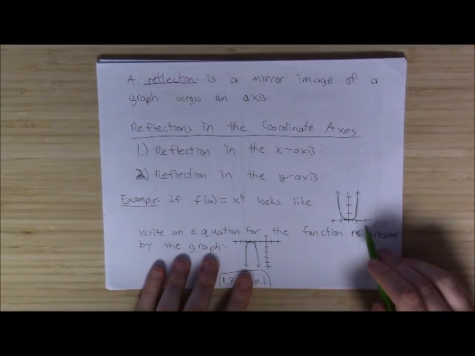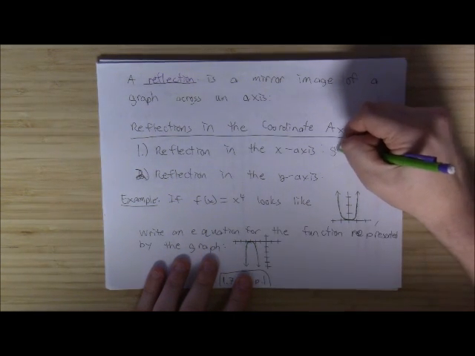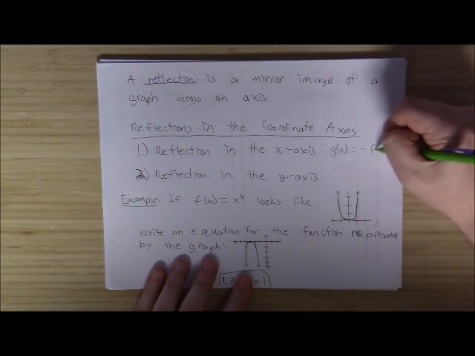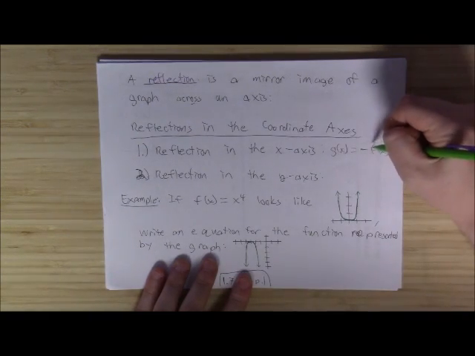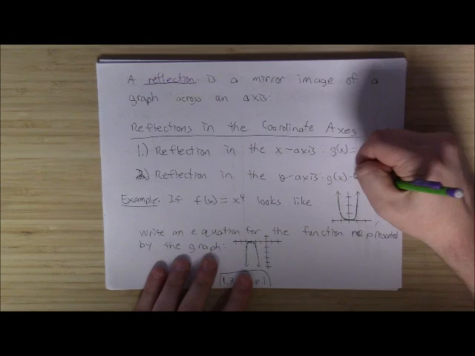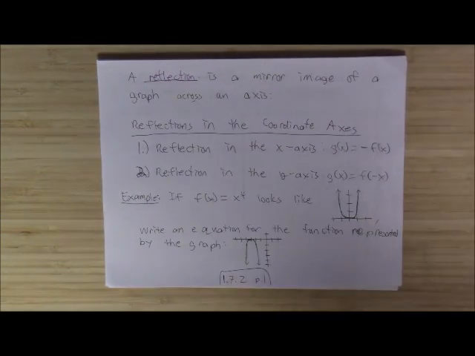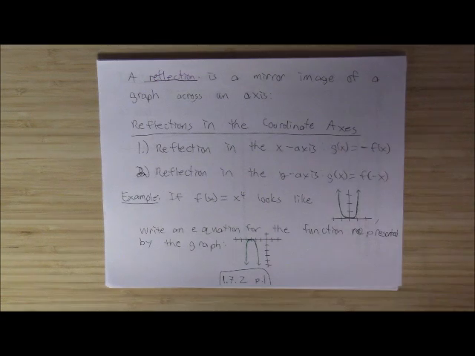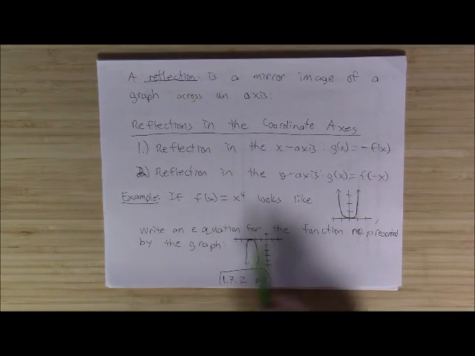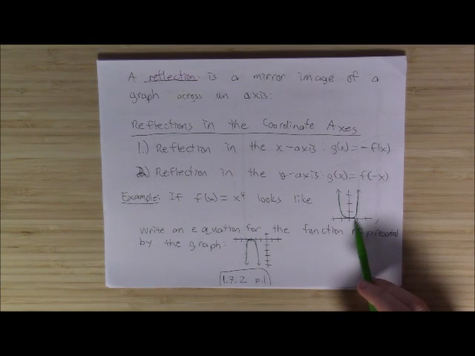To reflect across the x-axis, we throw a negative on the outside. So that would be some g of x equals negative f of x. But we can also reflect in the y-axis, which would be throwing a negative on the inside. So negative f of negative x. For example, if we had f of x equals x to the fourth, that actually looks about like this. It's like a really flattened out parabola.